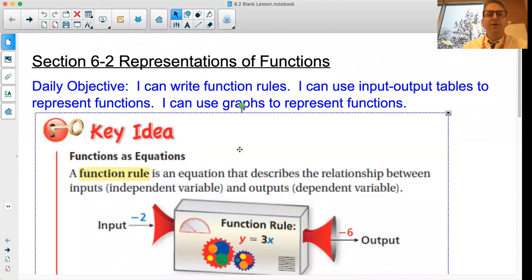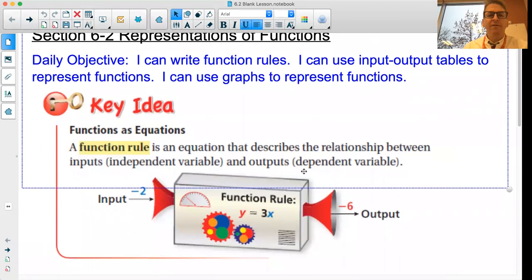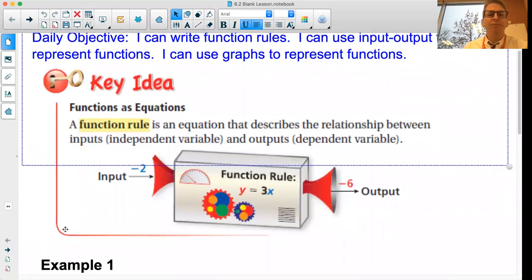Today's daily objective is I can write function rules. I can use input, output tables to represent functions. I can use graphs to represent functions. All right, key idea is the function rule.